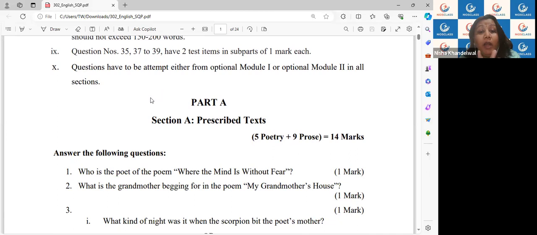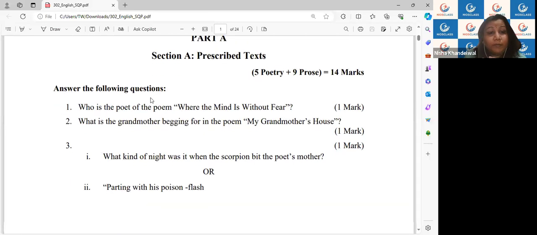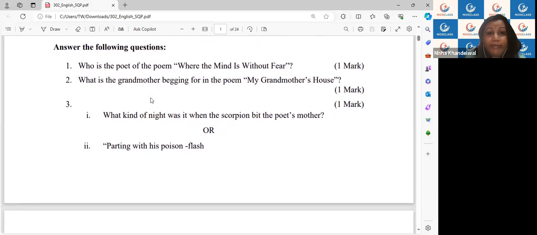Okay. So Part A is saying prescribed text. That means the literature which we have prepared. So now the literature has very easy questions. Who is the poet of Where the Mind Is Without Fear? What is the grandmother begging for in the poem My Grandmother's House? Love, affection, respect. Rabindranath Tagore is the poet of that poetry, right? What kind of night? That was a rainy night.